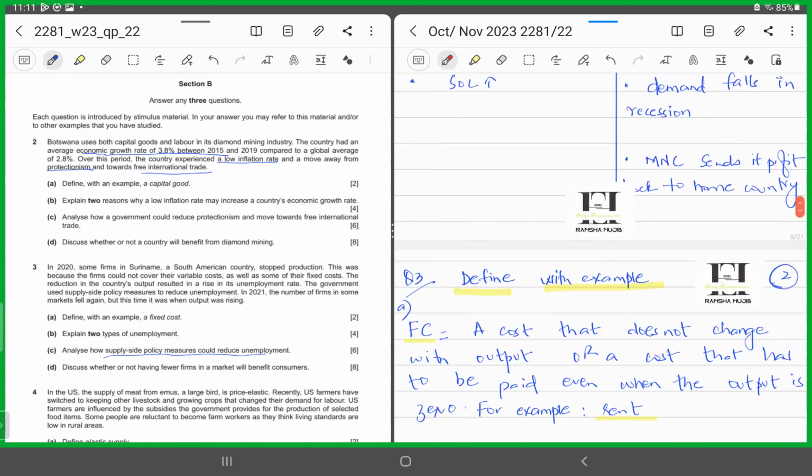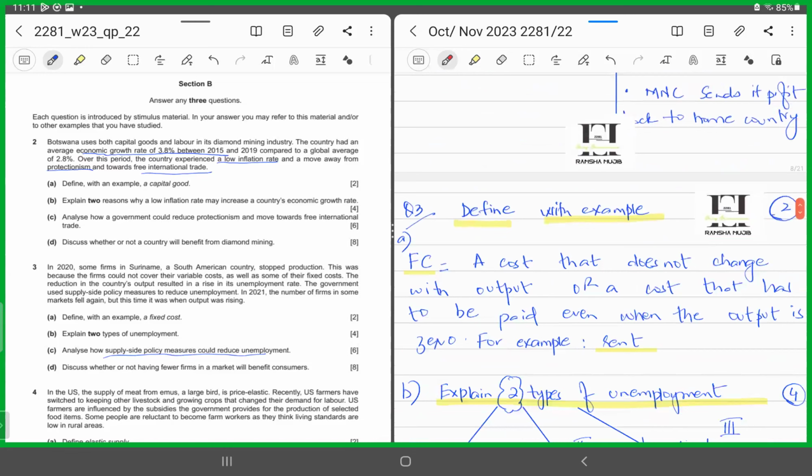Question 3. Question number 3 says, in 2020, some firms in Suriname, a South American country, stopped production. This was because the firms could not cover their variable costs as well as some of their fixed costs. The reduction in the country's output resulted in a rise in its unemployment rate. The government used supply-side policy measures to reduce unemployment. In 2021, the number of firms in some markets fell again, but this time output was rising. Define with example a fixed cost.